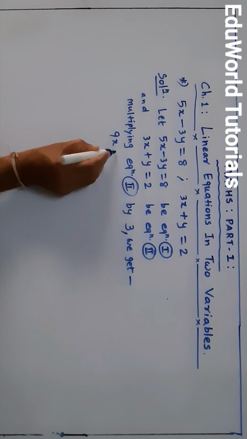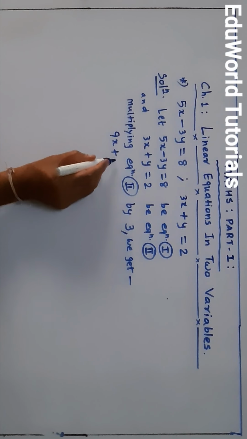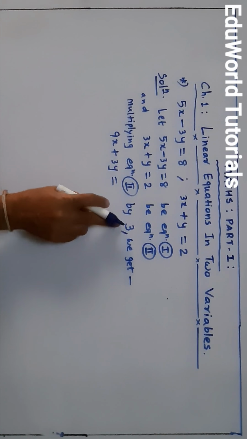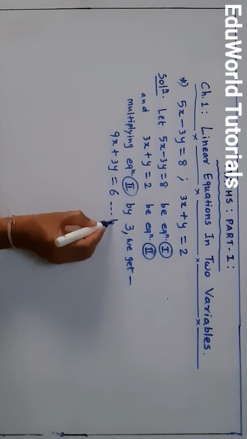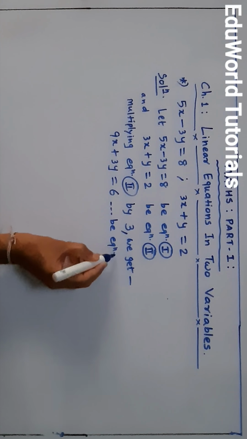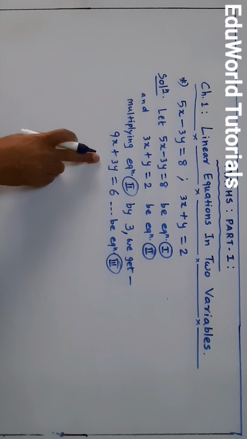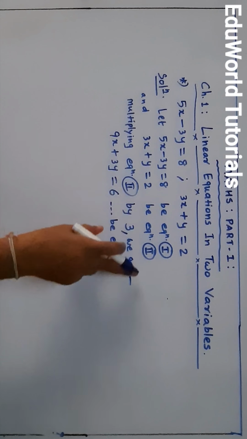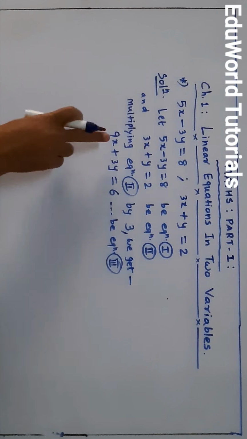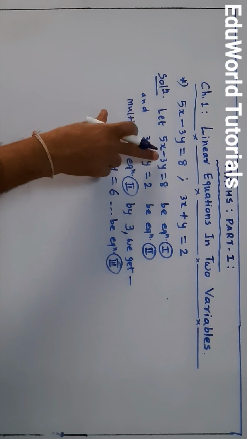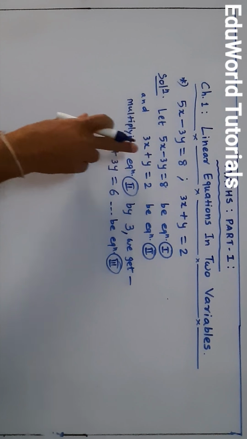So what we get is 9x, because 3 3s are 9x. 3 into 1 is there, so plus 3 1s are 3y is equal to 3 2s are 6. And this new equation that we get is equation number third. Now just observe equation number first and equation number third. We don't have to see equation second now because we modified it to the new equation. Only think about the first and the third equation. We see that minus 3y and plus 3y are exactly opposite terms. Opposite in the sense their coefficients are opposite.